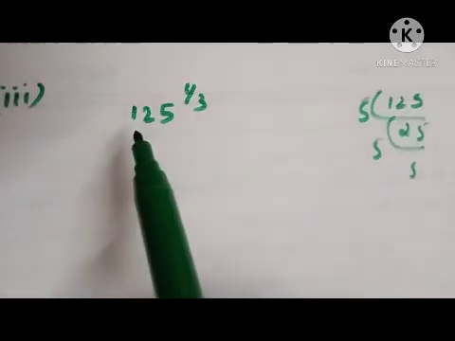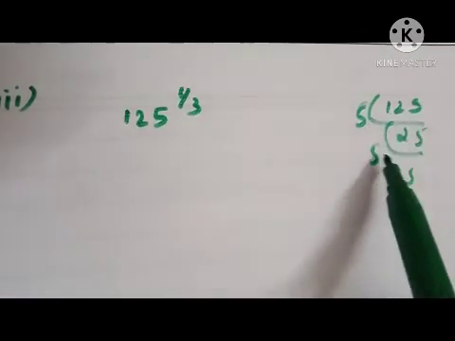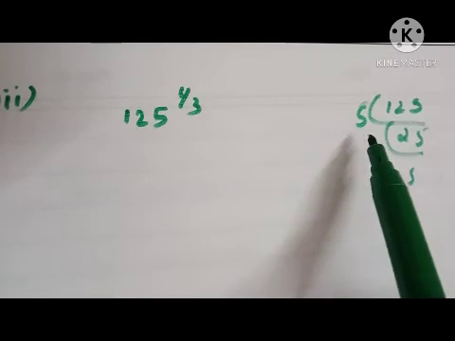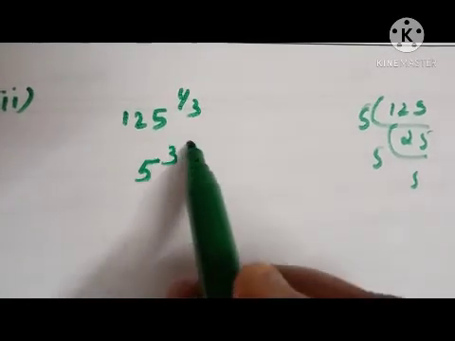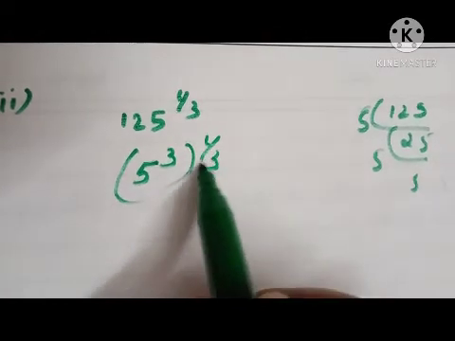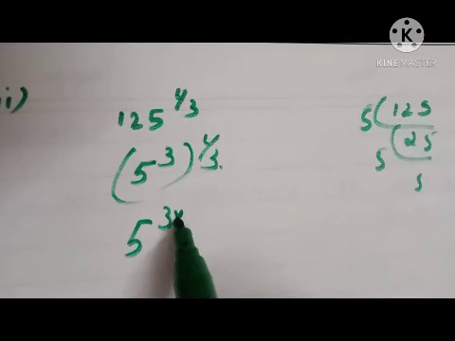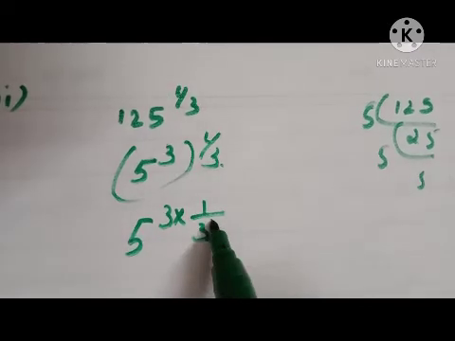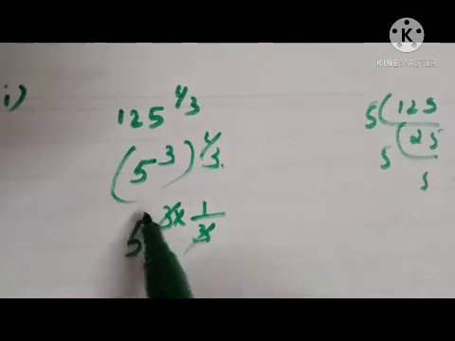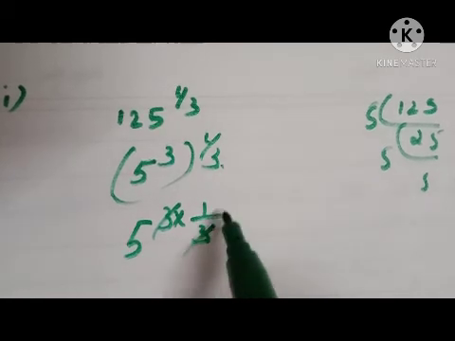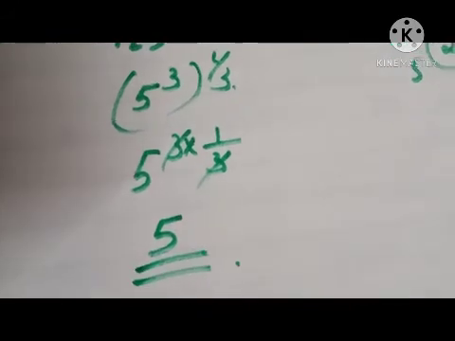Third sub-question is 125 raised to 1 by 3. So first we have to do the prime factorization. Then we will get it as 5 cube. So we can write it as 5 cube whole raised to 1 by 3. Then power of a power, then we have to multiply the powers. 3 into 1 by 3. Then cut these two 3s. This 3 and this 3 we can cut, then what remains is 5 raised to 1, that is 5 itself.